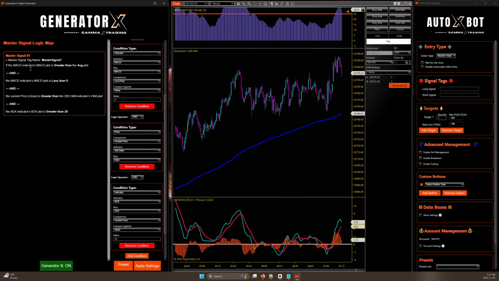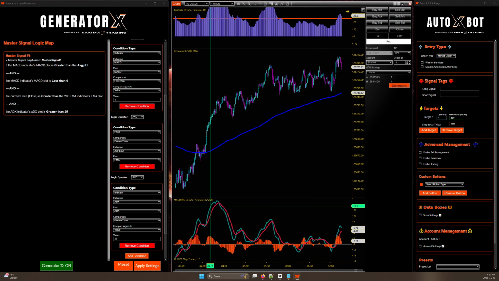I think you guys know, but it takes all these settings and it writes them out in a way that you would write them down on a piece of paper if you were going to write your strategy down. So it says if the MACD indicator's MACD plot is greater than the average line, and the MACD indicator's MACD plot is less than the zero line in the middle, and the current price is greater than the 200 EMA, and the ADX indicator's plot is greater than 25.